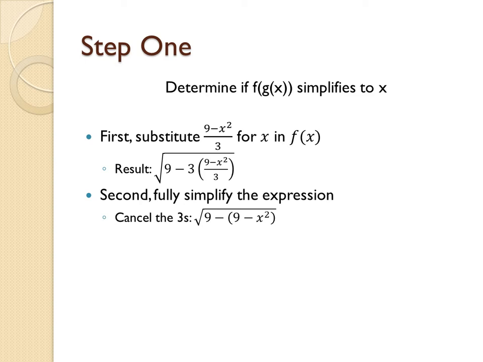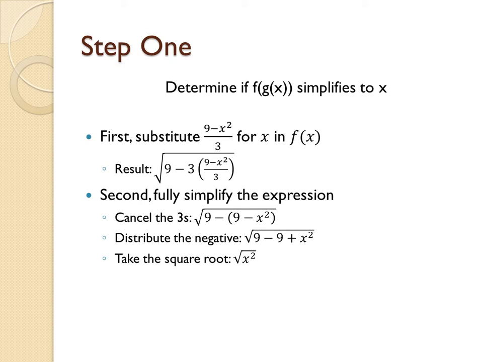So the first thing we're going to do is cancel the 3's, because we can easily see that the factor of 3 on the outside cancels because of the factor of 3 in the denominator of the fraction. The second thing we need to do is distribute the negative. In doing so, we'll get the square root of 9 minus 9 plus x squared. Now, we can easily see that those two 9's cancel and we're left with just the square root of x squared. So, our result will be plus or minus x.